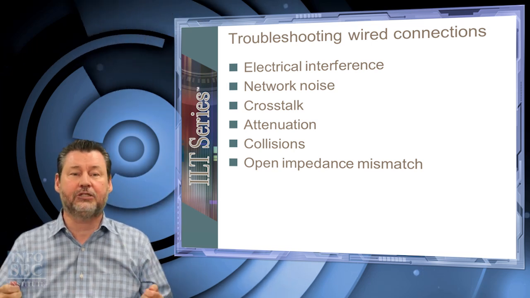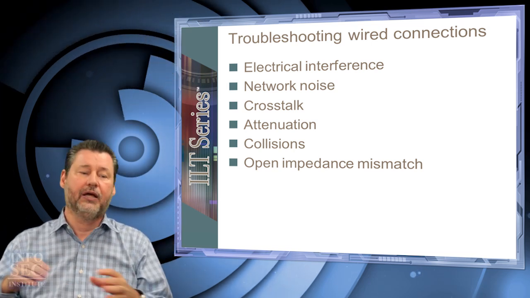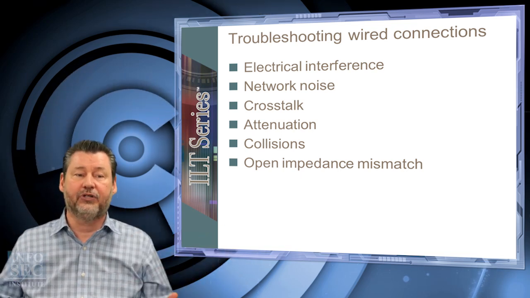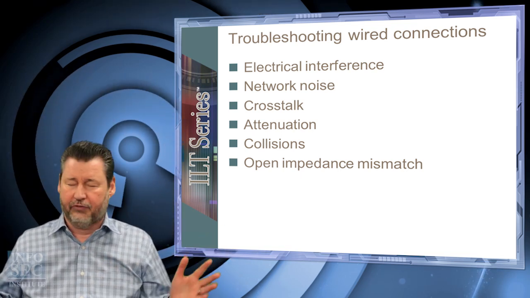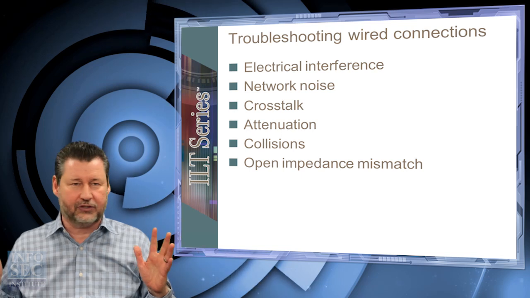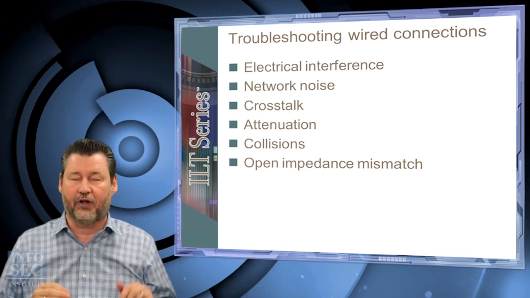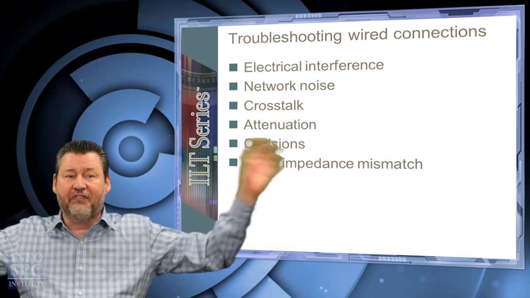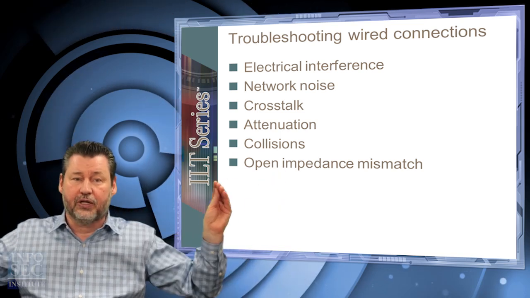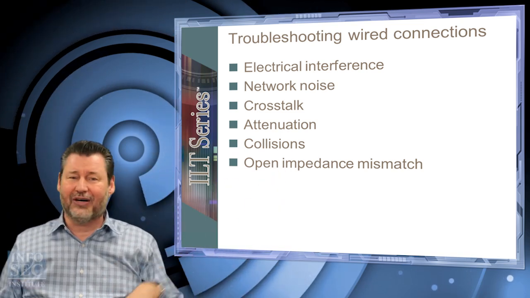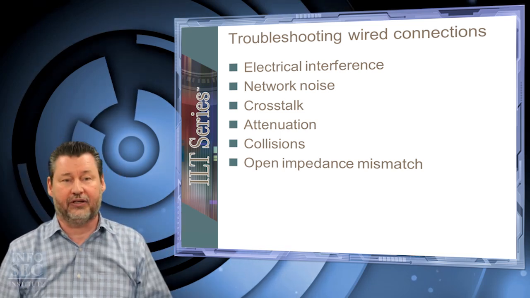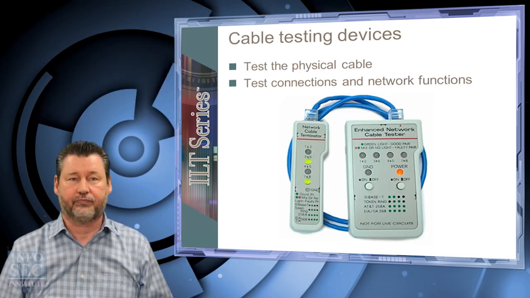Open impedance mismatch. Now, you're looking at something like coax cable. If you're using a BNC connector, for some reason your network is wired coax, don't do this. Twisted pair is beautiful. Fiber's nice. But on the end, it should be 50 ohms on both sides. Well, someone may have put 75 on one side, 50 on the other. That's going to create a problem. Or they forgot to terminate, which will create a problem.